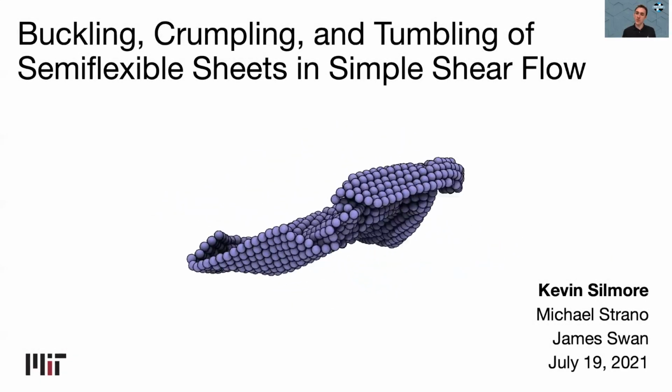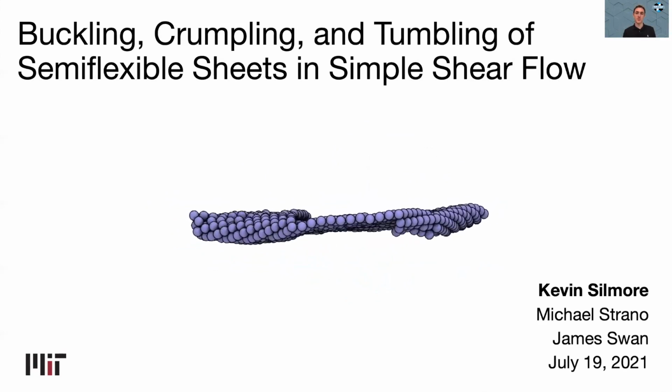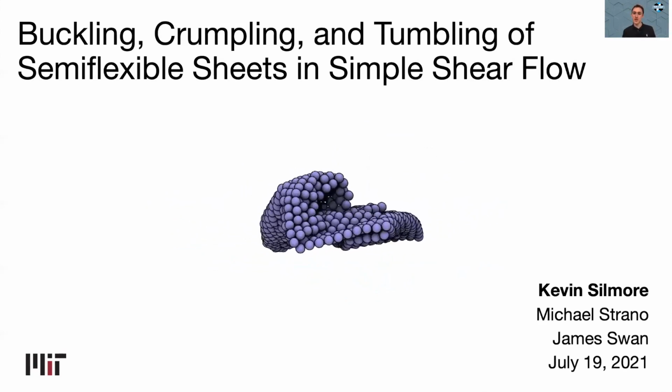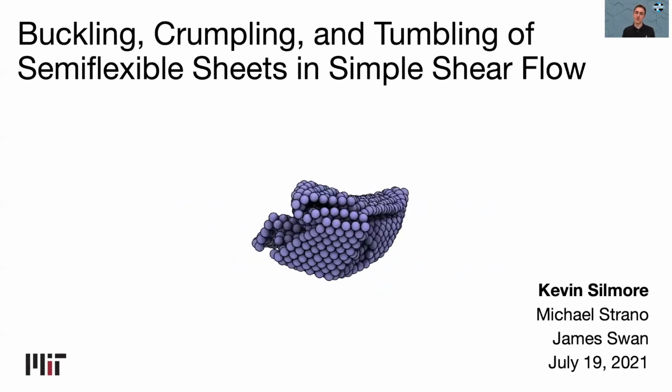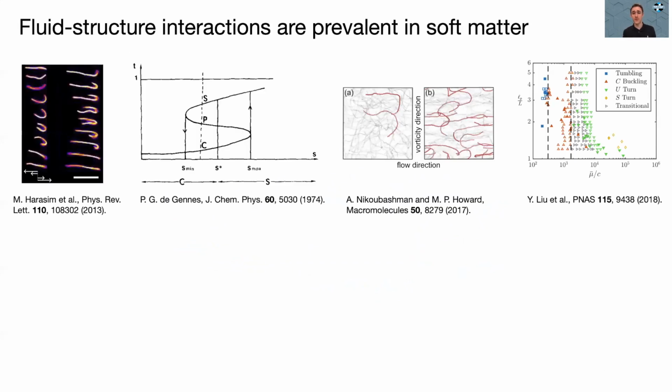Hi, I'm Kevin Silmore, and today I'm going to be discussing a portion of my PhD work on understanding the behavior of 2D materials dispersed in fluids. People have long studied the behavior of polymers and flexible filaments in flows and have found a multitude of phenomena ranging from tumbling and stretching in shear flows to the famous coil-stretch transition in extensional flows, all of which contribute to the interesting rheological properties of these materials.